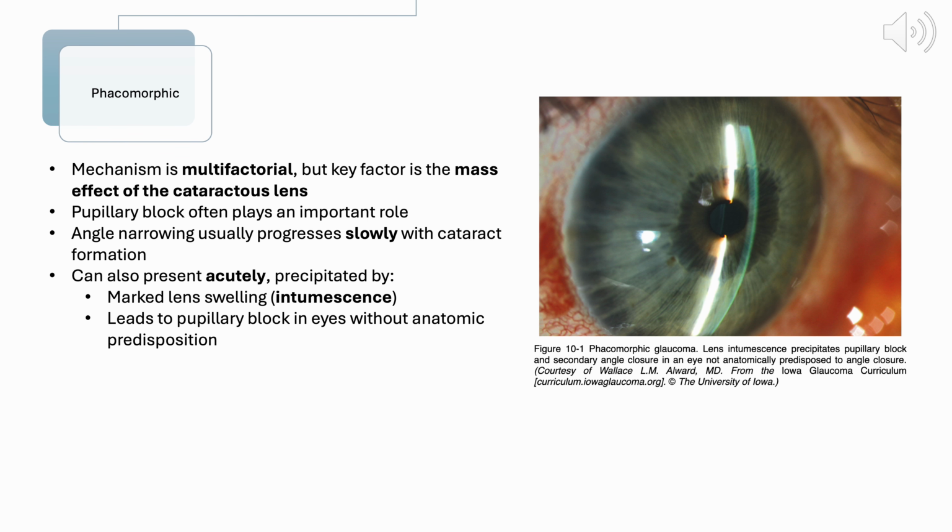Phacomorphic glaucoma is multifactorial, but the most important factor is the mass effect of the cataractous lens. Pupillary block often contributes, and angle narrowing typically develops slowly as the cataract progresses. However, in some cases, it can present acutely. This occurs when the lens becomes swollen or intumescent, which can trigger pupillary block even in eyes that are not otherwise anatomically predisposed to closure.